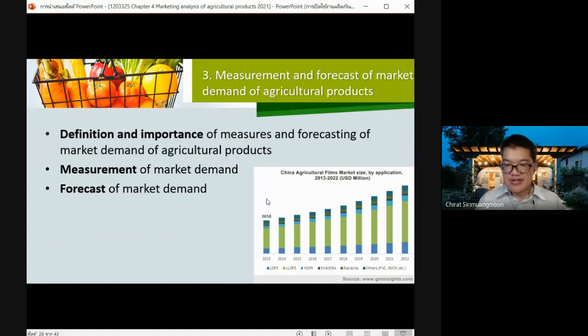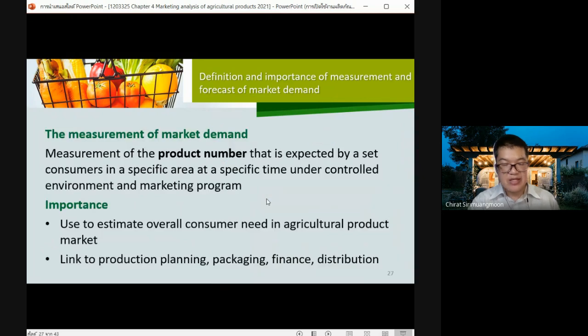And then the third main topic is the measurement and forecast of the market demands of agricultural products. I will let you know the definition and importance of the measurement and also the forecast, and how you measure the market demands and also how you forecast the market demands. Okay.